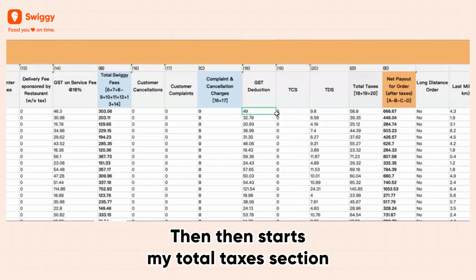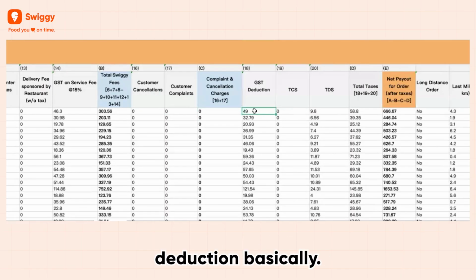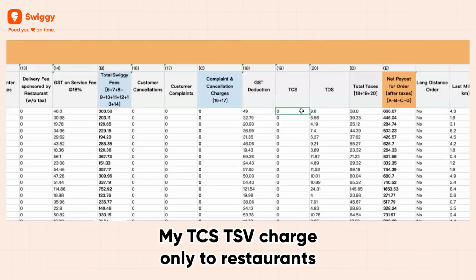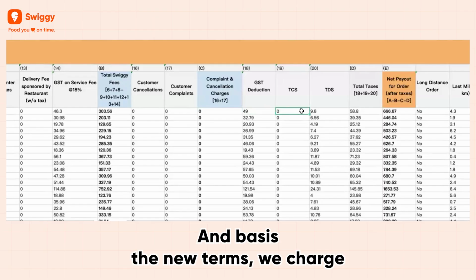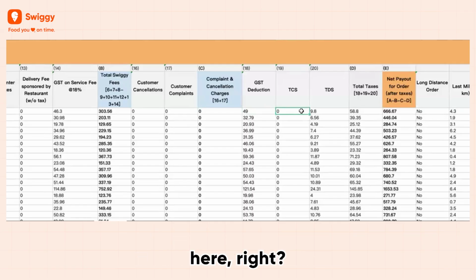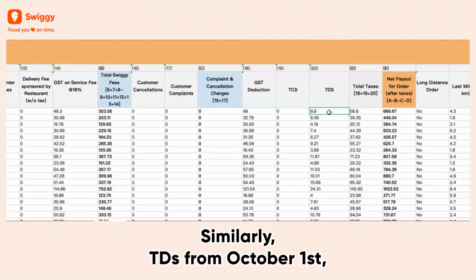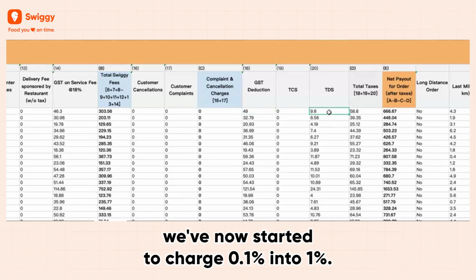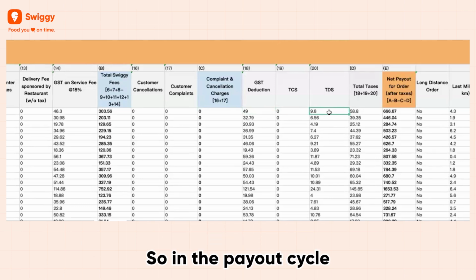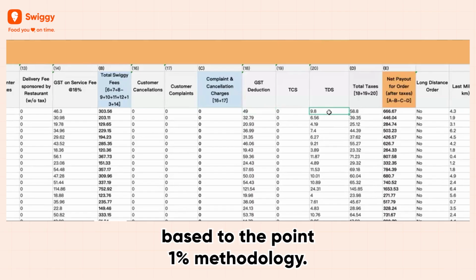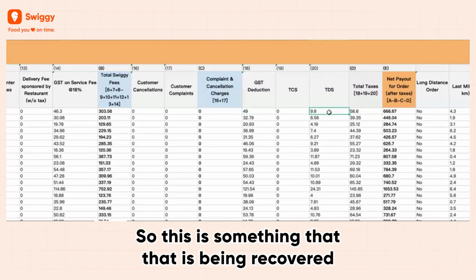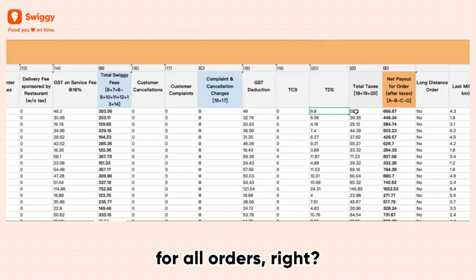Then starts my total taxes section, which is my GST deduction, my 9.5 deduction basically. My TCS we charge only to restaurants who are not registered with GST on the platform, and basis the new terms, we charge 0.5% of the order value here. Similarly, TDS, from October 1st, we've now started to charge 0.1% instead of 1%. So in the payouts that you start receiving from 10th October, you will see the TDS value being calculated based on the 0.1% methodology. So this is something that is being recovered for all orders.